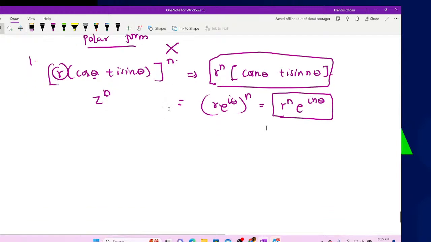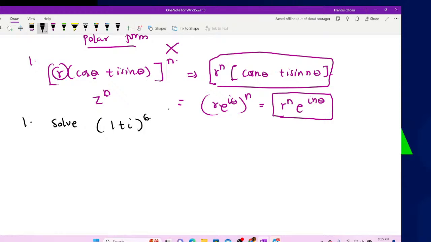How do we apply De Moivre's theorem? Let's solve one example to understand it. Solve the expression (1 plus i) to the power 6. You can imagine that to solve this you would use the binomial expansion, which is very tedious. De Moivre's theorem makes the calculation simpler, but the condition says convert your complex number to polar form.